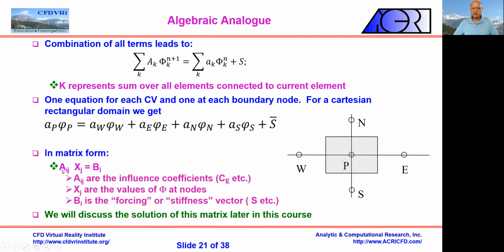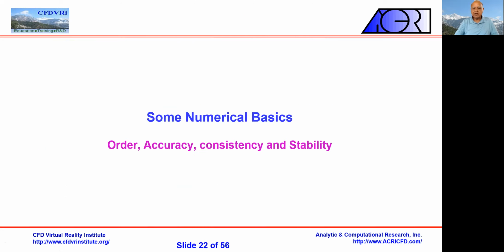So this matrix can be put in the form, I've not put it in that form, but you can put it in the form A_ij x equal to B. You just have to move these terms to the left side. And A_ij are the influence coefficients, and x are the values at the nodes. And B then, what comes in the B is basically S, the source or the forcing function, right? So we'll discuss the solution of this later in this course, but let's now move to some numerical basic facts which make our life very interesting.